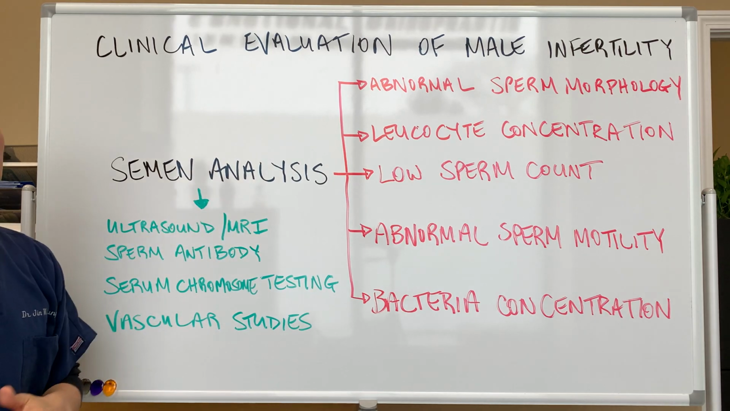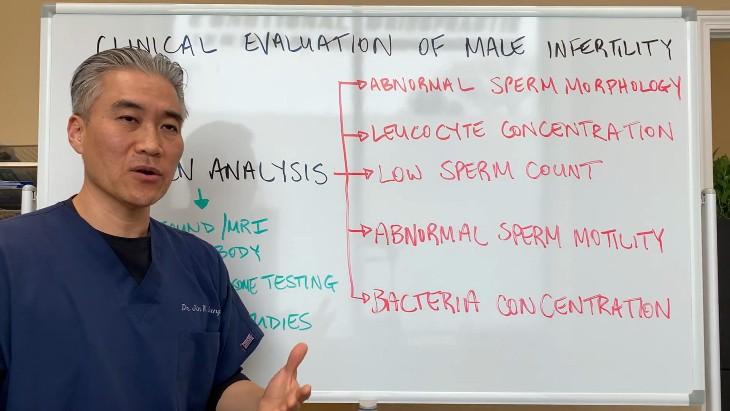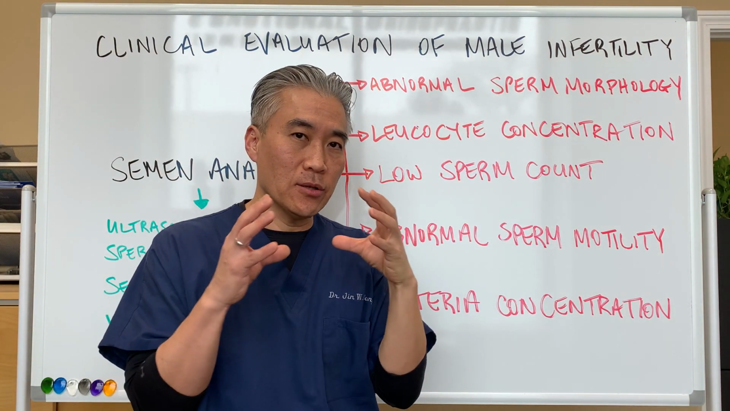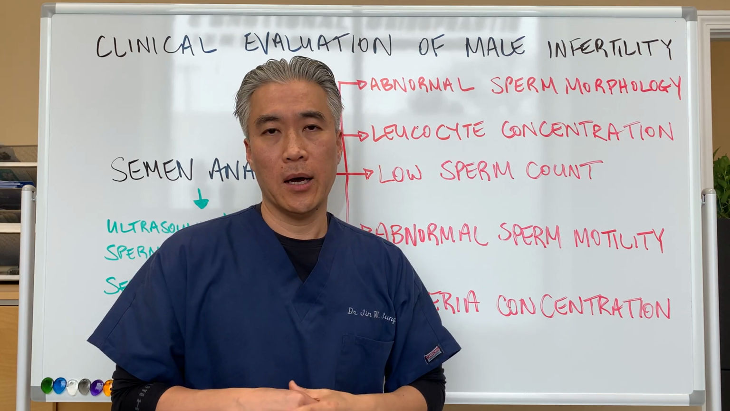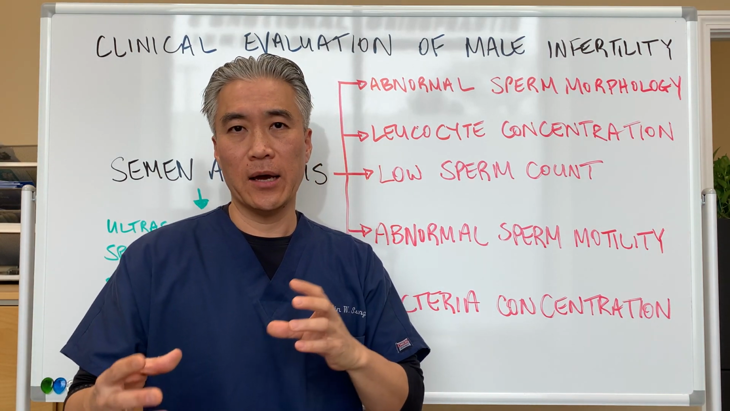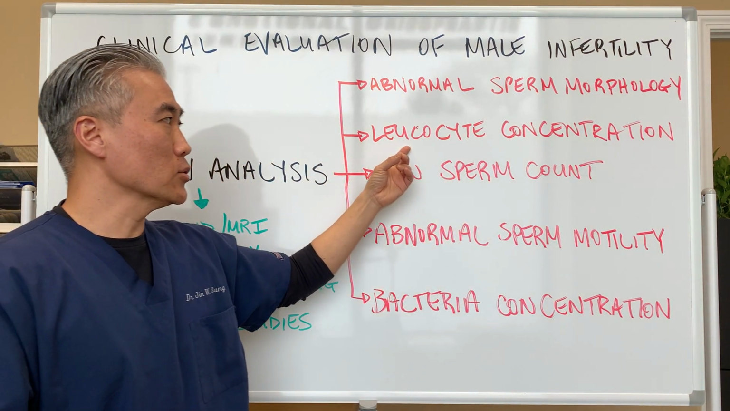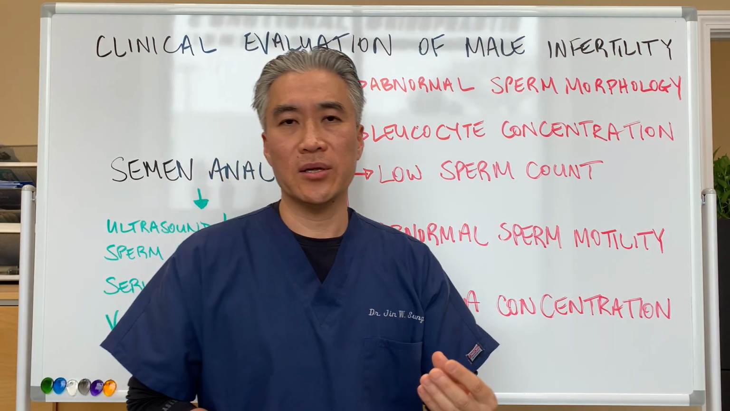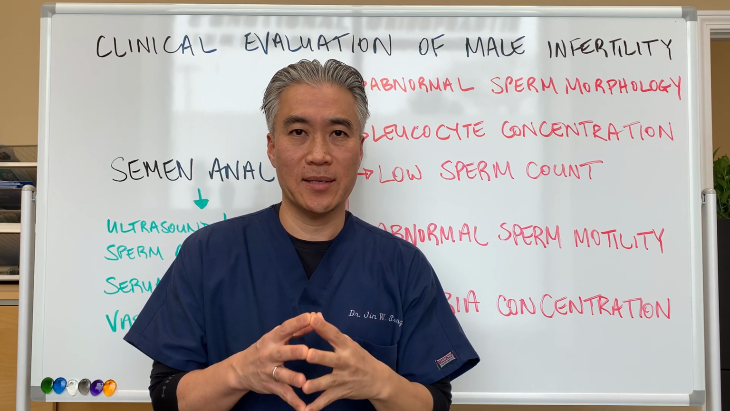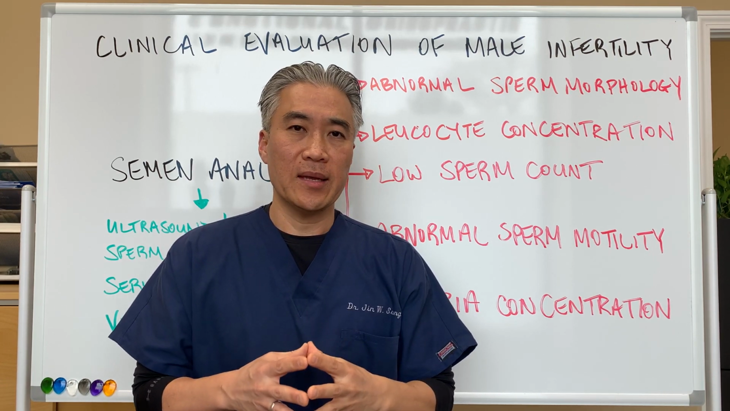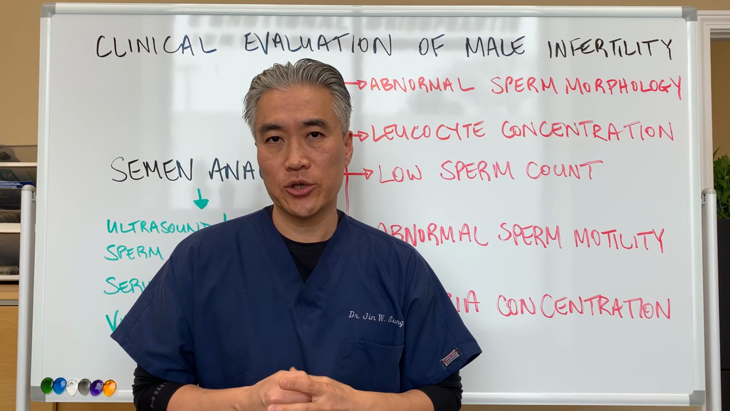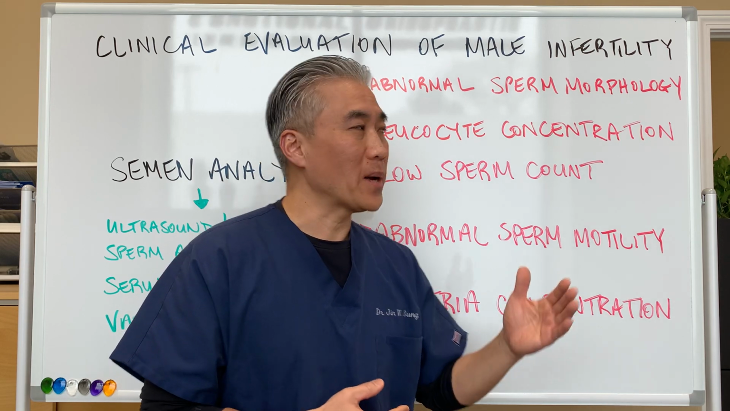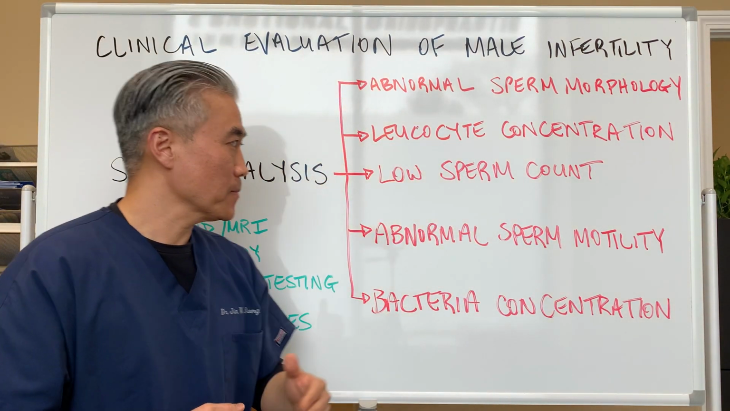first, you have to do a semen analysis. In the semen analysis, what do we look for? We're looking for abnormal sperm morphology. Basically, does it look like a normal sperm that can swim and move around normally? And then you look at leukocyte concentration. Leukocyte basically means white blood cell. Are there white blood cells within the semen? If there are, it could indicate that the patient might have an infection or an inflammatory process going on, which is creating white blood cells in the semen, okay?